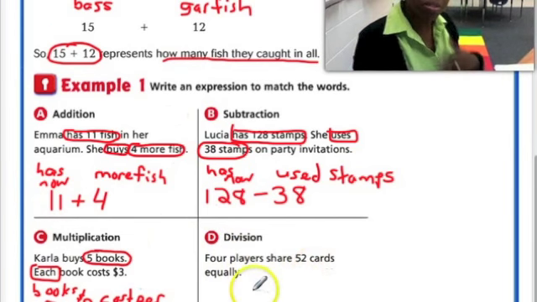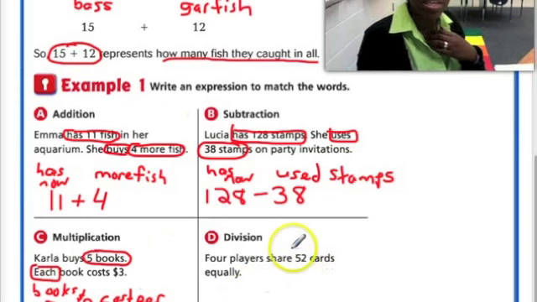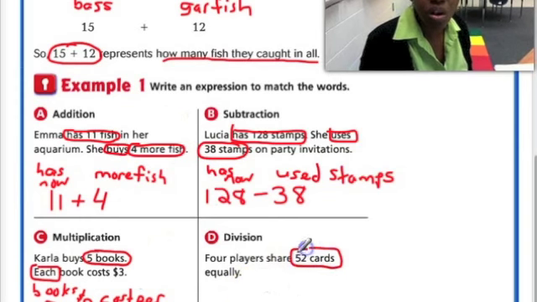4 players share 52 cards equally. What I know is that there are 52 cards to be shared. So I'm going to start with 52. And I need to share them equally.